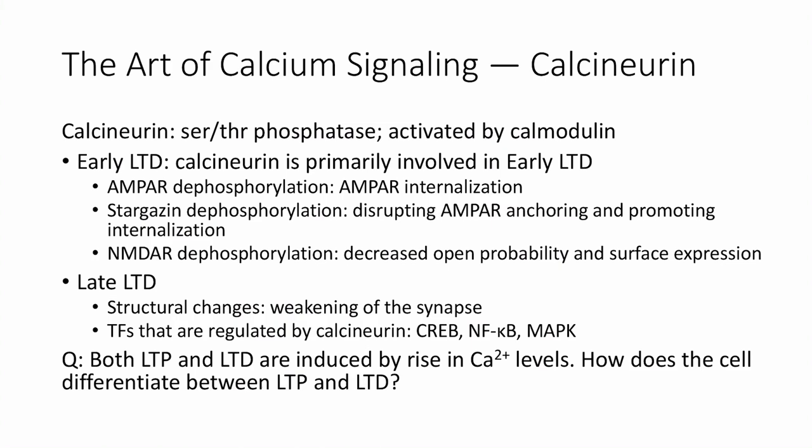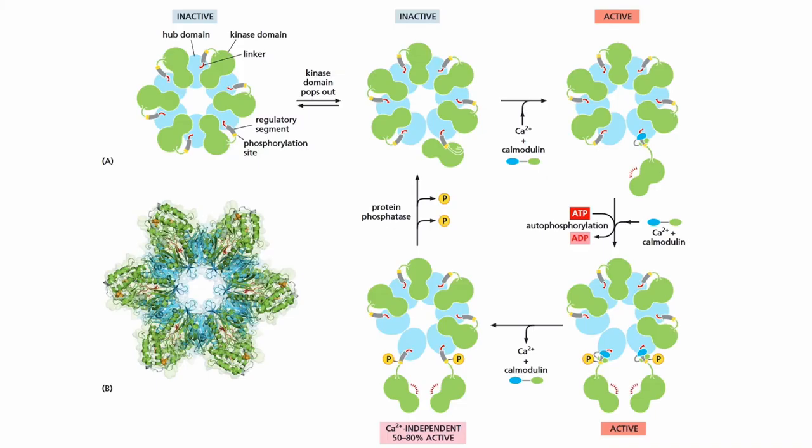So, now let's look at how CAM kinase works. Each CAM kinase 2 protein has two major domains, an amino terminal kinase domain, the green one, and a carboxyl terminal hub domain, the blue one, which are linked by a regulatory segment. 6 CAM kinase 2 proteins are assembled into a giant ring in which the hub domains interact tightly to produce a central structure that is surrounded by kinase domains.